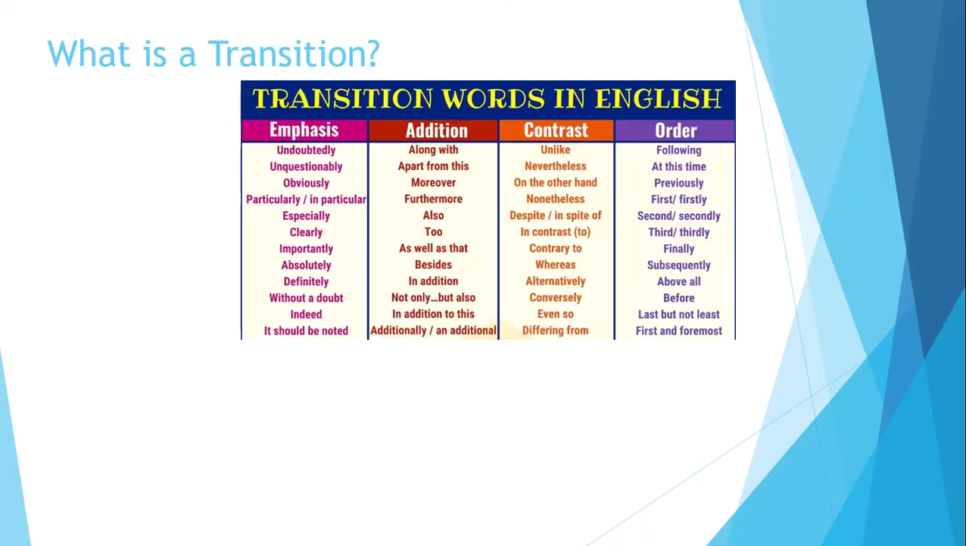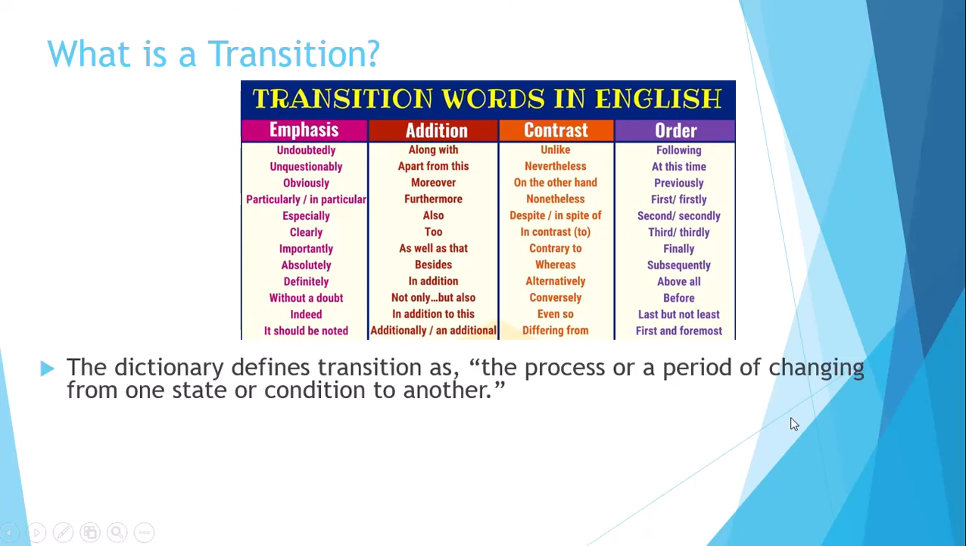So, what is a transition? Here again, we have another list. Transition words, you're emphasizing something, you're adding something, you're showing a contrast, you're showing an order. There's a lot of different categories of this. You can see even I cut this picture off just for space. But the dictionary defines a transition as the process or period of changing from one state or condition to another.